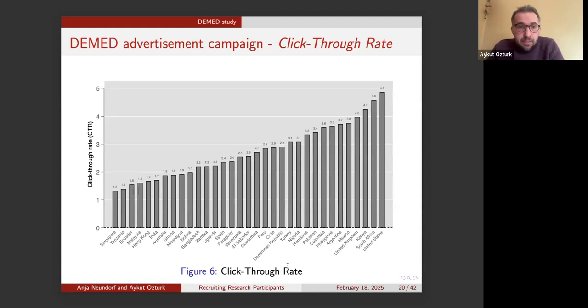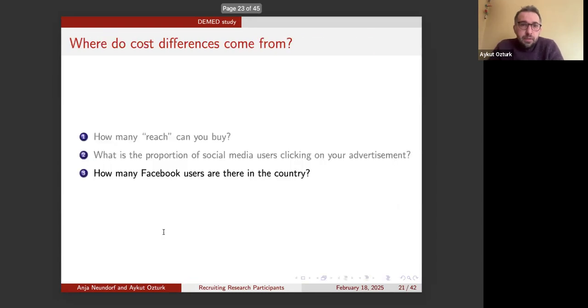On the other hand, in Singapore, it's an expensive country. Reach was small. On top of that, click-through rate was low as well, which increases the cost significantly. Australia as well, click-through rate is only 2%, and also advertisement space was expensive, making Australia a case that is difficult to recruit respondents. Okay.